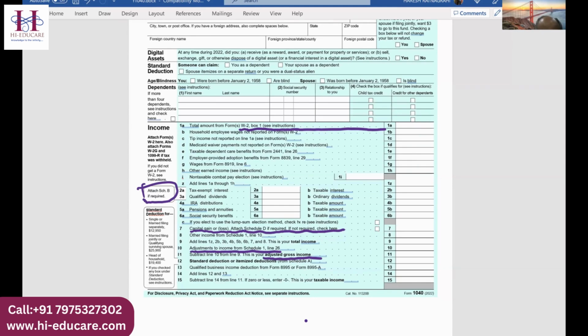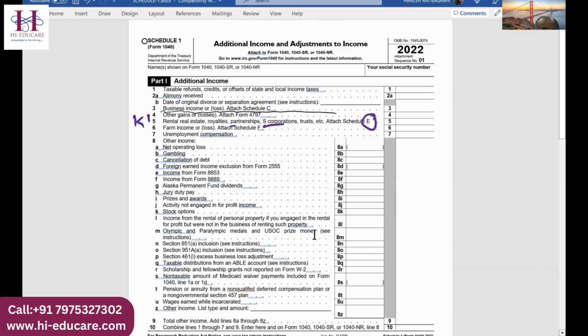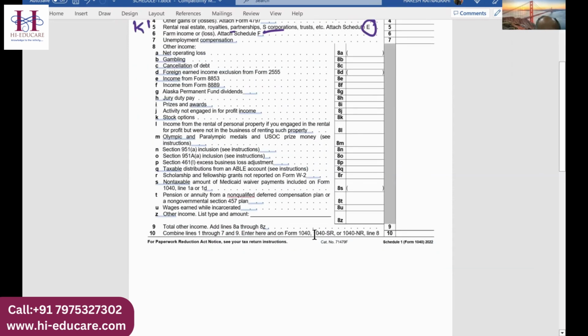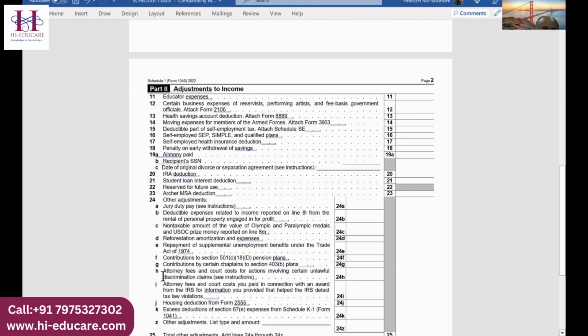Then you subtract the adjustment to income. This is the other income from Schedule 1, line 10. If you see Schedule 1, line 10, you can see line 10. Line 10 is combined lines 1 through 7 and 9, enter here and on form number 1040. So from line 10, the amount you are pushing to 1040, right? Line 10. And then the second part, which is the adjustment to income.